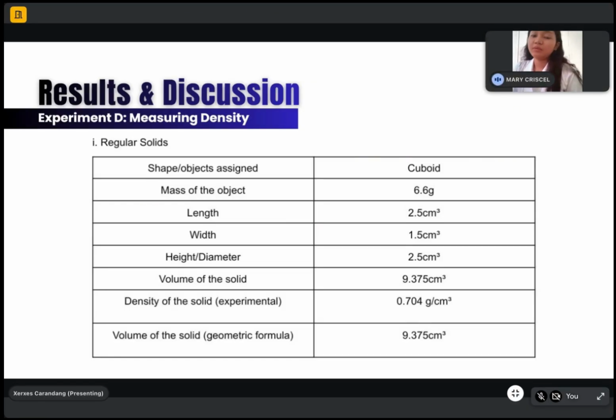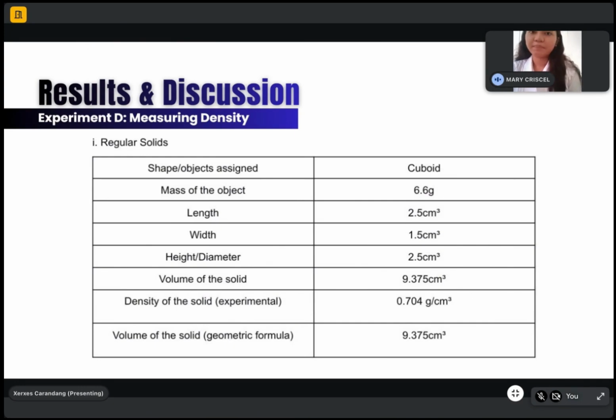Experiment D, measuring density. For this experiment, we measured the density of 3 things: regular solids, irregular solids, and liquids. For regular solids, we used the cuboid. Using a beam balance, its mass was measured to be 6.6 grams. Its dimensions were measured using a caliper, with its length being 2.5 centimeters, width being 1.5 centimeters, and height being 2.5 centimeters. Using this, the volume of the solid was calculated, which is 9.375 cubic centimeters.